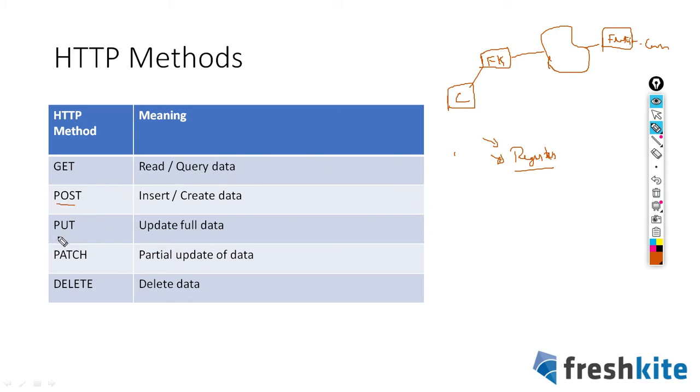What is the PUT method? Suppose I have this information stored in the database, and I have to update the complete information in the database, I will use the PUT method. If I want to update only partial data in the database, I will use the PATCH method. Suppose I want to delete some data in the database, I will use the DELETE method. These are the different HTTP methods available.